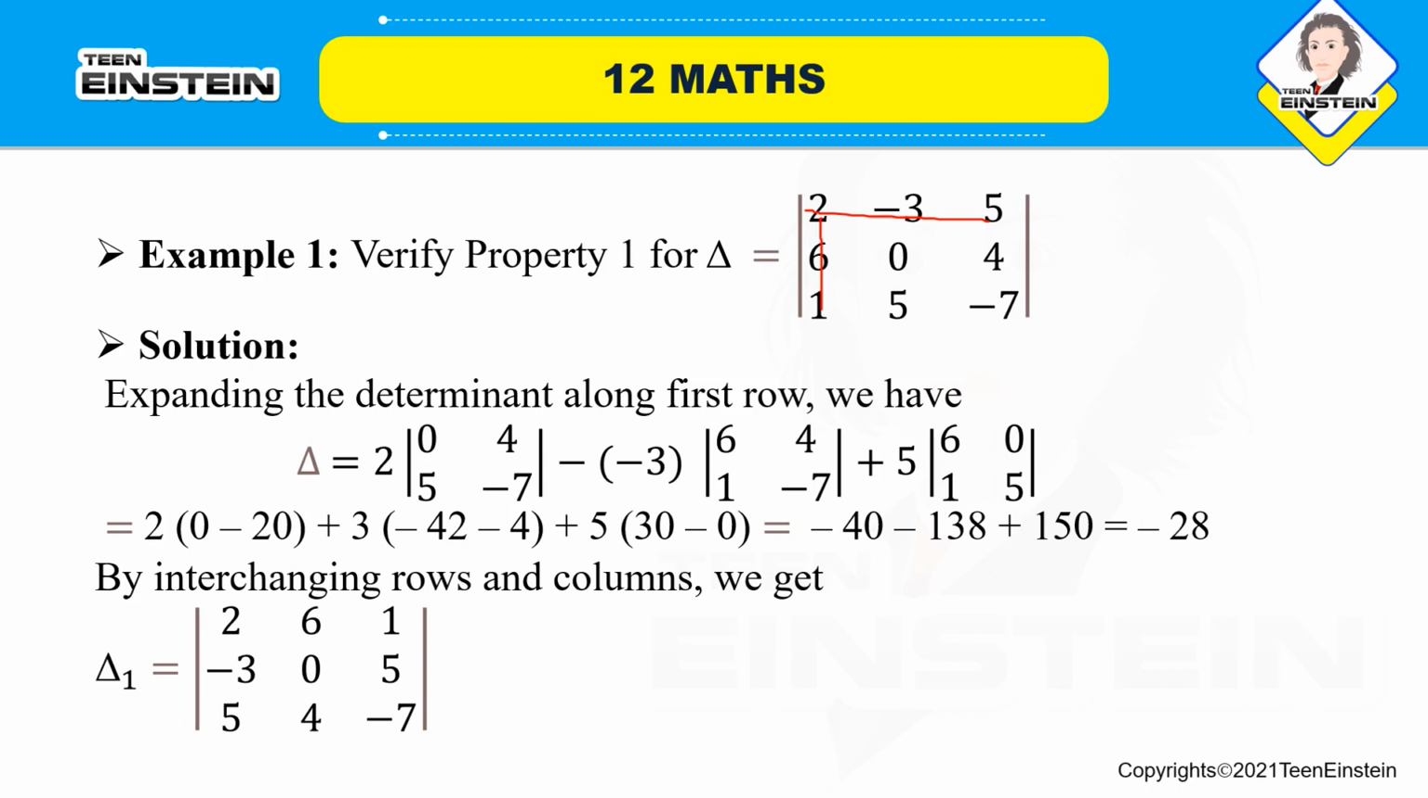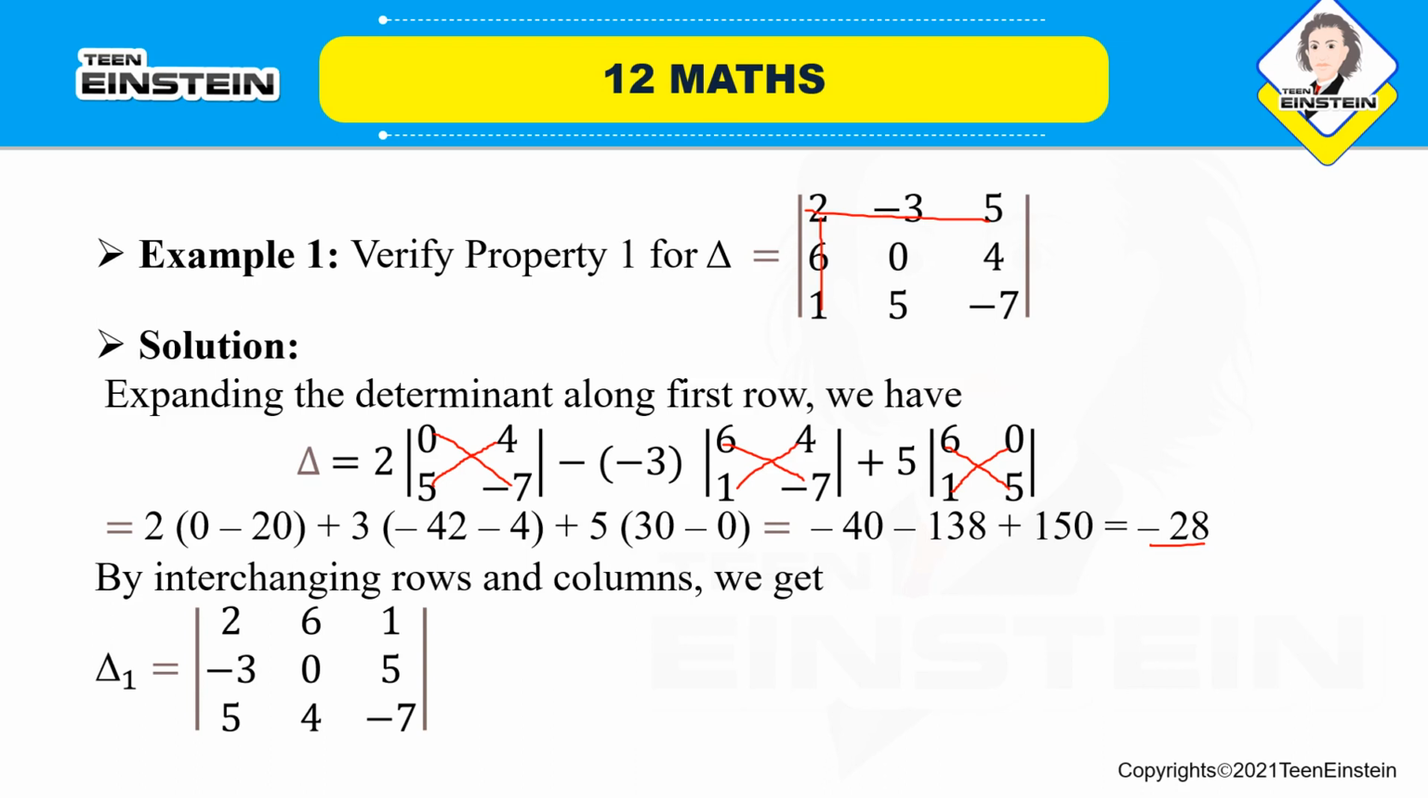Now simplify this. So 2 into, in the downward arrow this is 0 minus 5 into 4, 20, and this becomes plus, minus of minus 3 becomes plus 3. Here you will get minus 42 in the downward direction. In the upward direction this is minus 4, plus 5 into, here you will be getting 30 in the downward, minus in the upward this is 0. So on simplification we get the value minus 28. So I am getting minus 28 for delta.